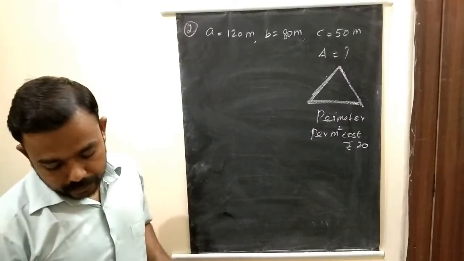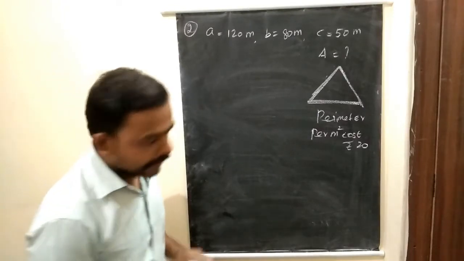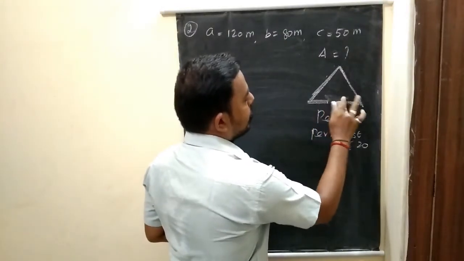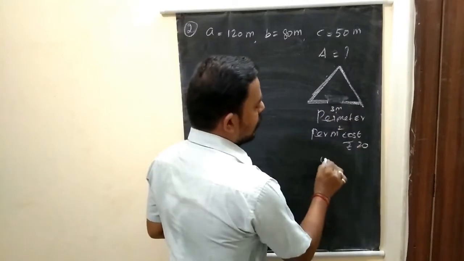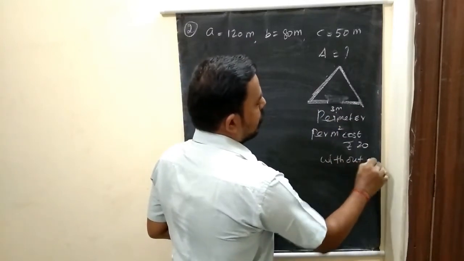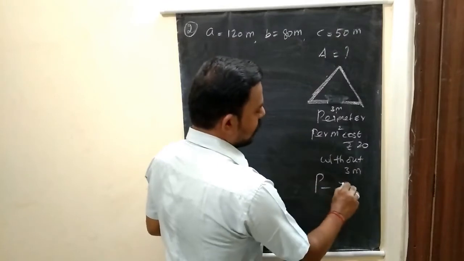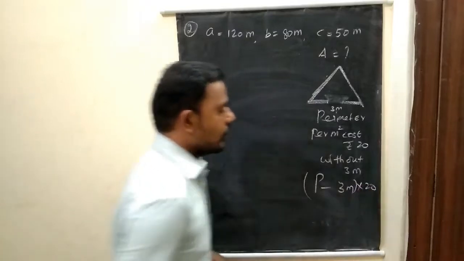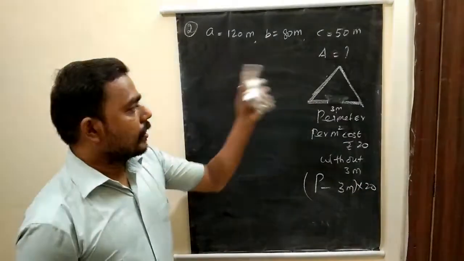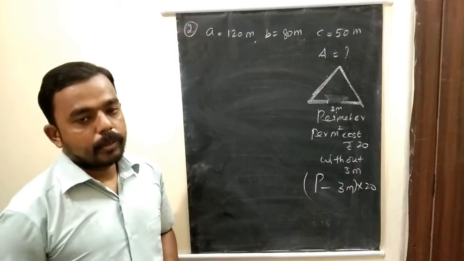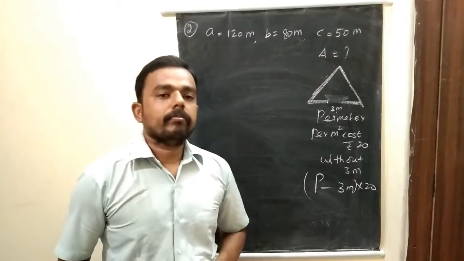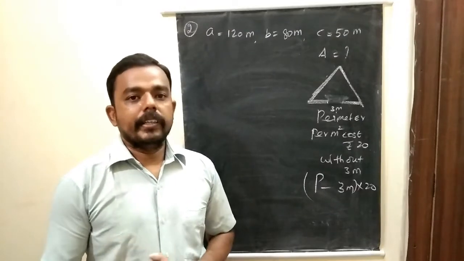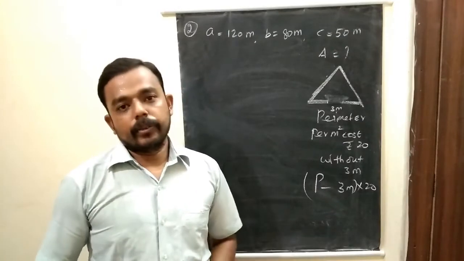Leaving a space 3 meter wide for a gate on it. Leave this one for the gate, so don't take this. So 3 meter, so that is without 3 meter. That is perimeter minus 3 meter into ₹20. This is the cost of fencing the triangle area. So first of all we need to find the area, then the perimeter. In that perimeter we need to subtract 3 and multiply by 20.